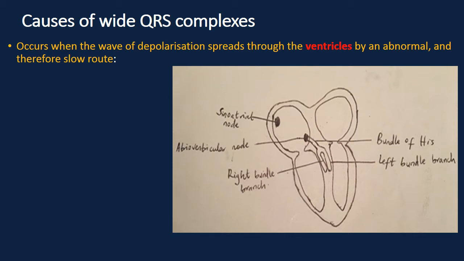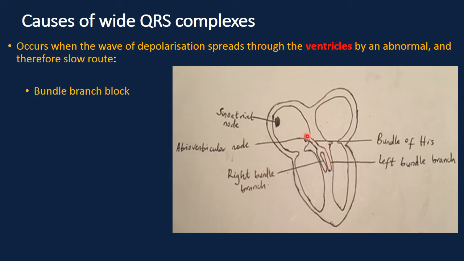Okay, so I'm just going to go over the causes of wide QRS complexes quickly. Some of the things I'll mention today, we'll actually talk about in a future video. So bundle branch block is one of the causes. Bundle branch block is when one of these branches is blocked. So it could be right bundle branch block or left bundle branch block.